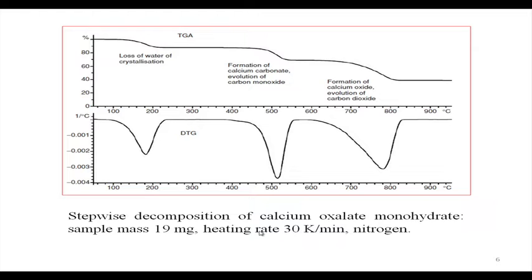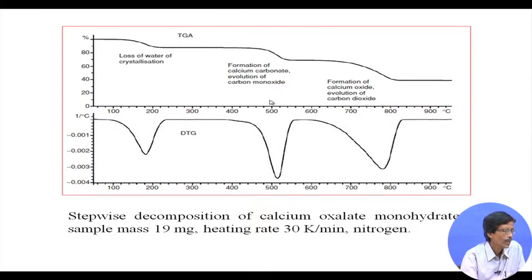As we have seen in the case of calcium oxalate, the first step is the weight loss of the water of crystallization, and it is stable up to 200 degrees centigrade. Then at a temperature of around 500 degree or so, we have the formation of calcium carbonate with the evolution of carbon monoxide. The evolution of carbon monoxide is not exactly at 500, but less than 500.